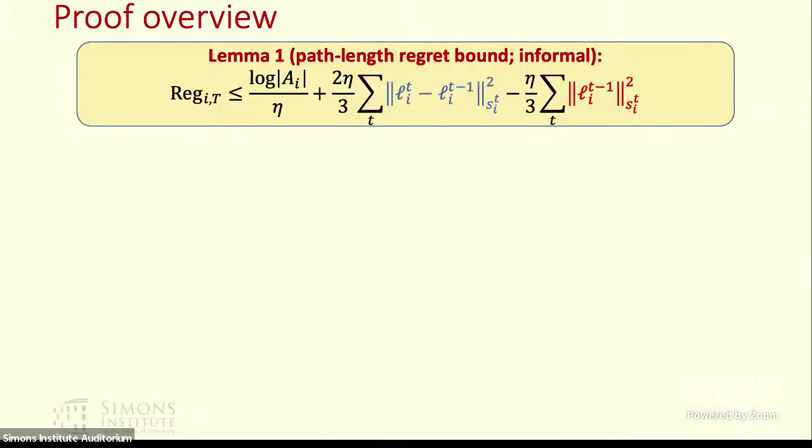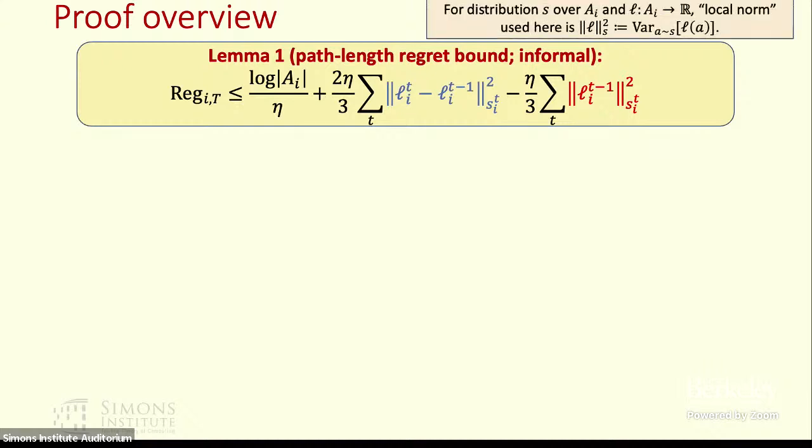Okay, so now I'll give one slide overviewing the proof of our main theorem. There are two main lemmas in the proof. The first is shown here. It gets what's known as a path length regret bound against an adversary. So what we show is that for an adversarial sequence of losses, agent i's regret is bounded above by the sum of three terms. The first term is relatively mild, it's just log of the number of actions over the step size. The second term is a sum over each time step t of the difference between loss vectors in consecutive rounds, measured with respect to a particular local norm. And the local norm we use here is mentioned at the top of the slide.